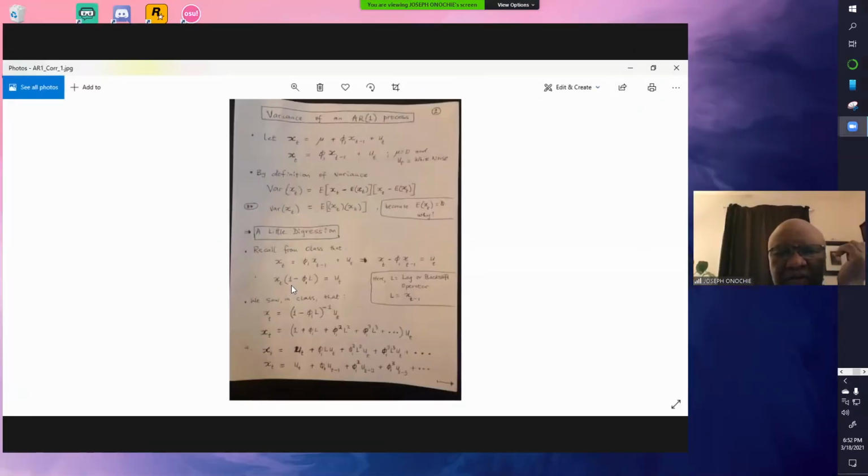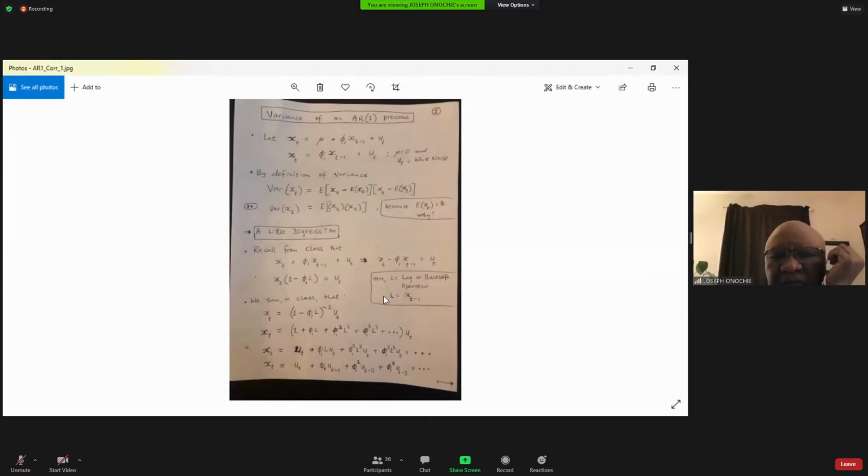Okay, so look at this equation. x_t equals this equation, that is the AR(1). So look what I'm doing. I want to leave only the error on the right-hand side. So I say this is x_t minus all this term, because I want to leave the error on the right-hand side.